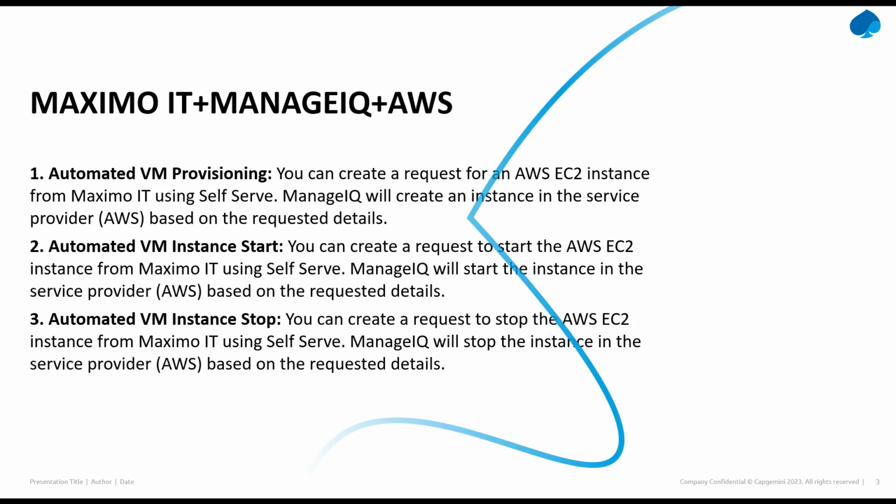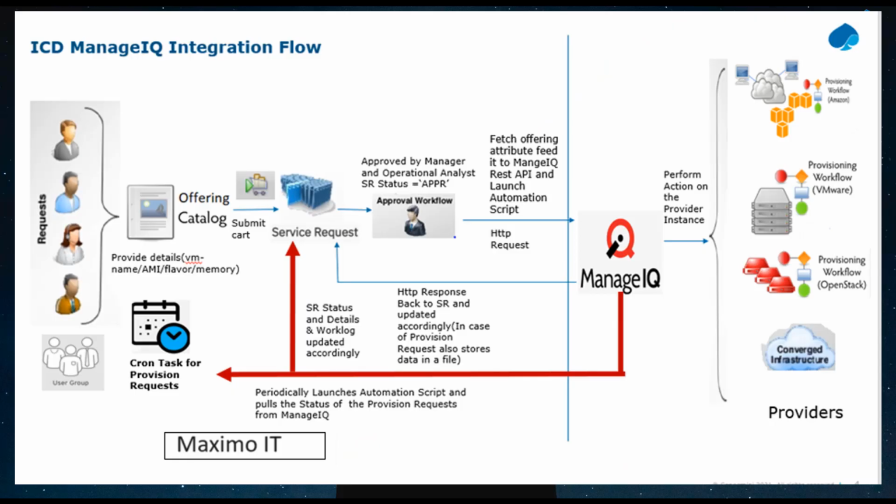So once integrated, these three use cases can be executed by the Maximo IT user. Let's try and understand the integration flow, what is happening inside Maximo IT and ManageIQ, and how this is working. Considering this pictorial representation, we can see these are the users, these are the requests. These are the Maximo IT users that are requesting these instances. They make this service request with the help of an offering catalog that is available to them in the self-serve application.